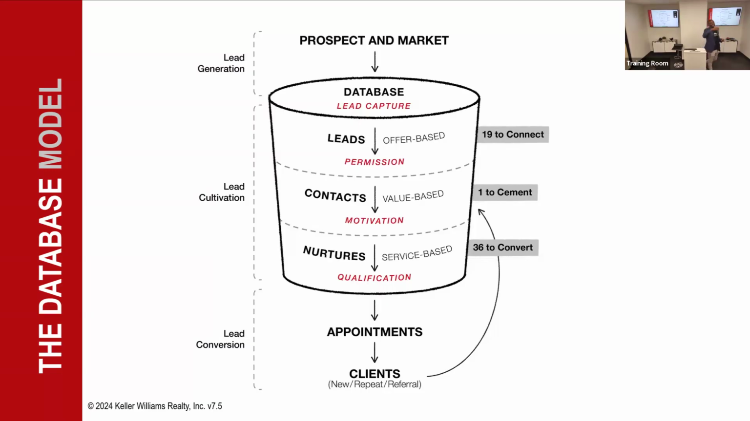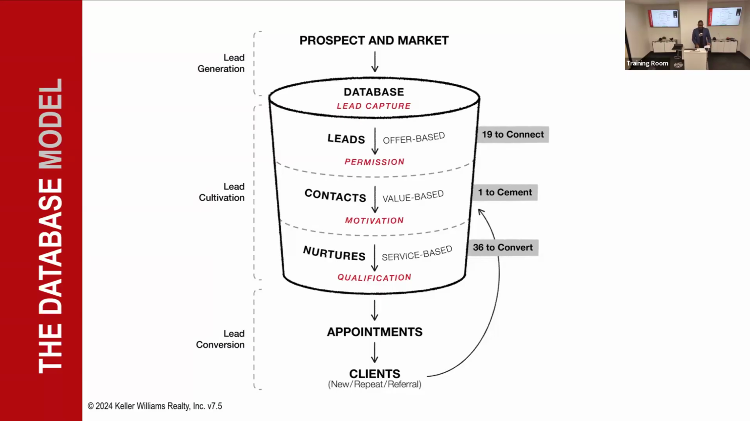So this is what it's going to look like. At the top of it, I'm either going to market to you or prospect to you. I'm going to live at the top of the funnel. That's going to lead into my database. I'm going to have some sort of lead capture system. Please, please, please have some sort of lead capture system in your world.